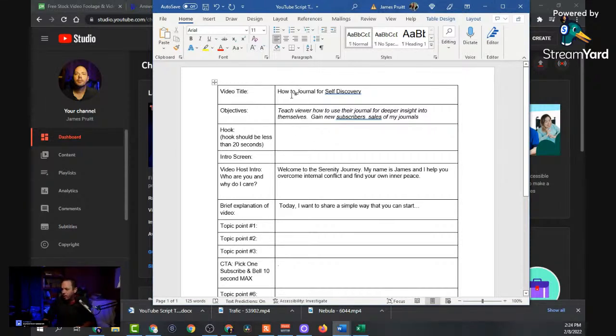So the hook: how do you journal? How do you discover yourself? This is where we have to think our way through. How are we going to hook people? What's going to get people interested, people that are looking for self discovery? Are you struggling with internal conflict and looking for a way to discover what's going on inside yourself? Today, we're going to show you how to use journaling for self discovery and create the life that you really, really want.